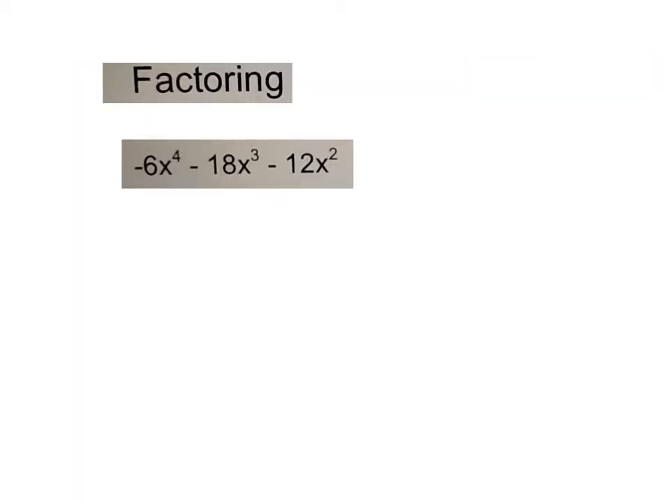Alright, so here's our first example. Notice it asks you to factor it out completely. So factoring means if you were to distribute, you'd get back to the original problem. So our numbers are -6, -18, and -12. Because they're all negatives, our greatest common factor number will also be a negative, and it happens to be 6. So we can factor out a -6.